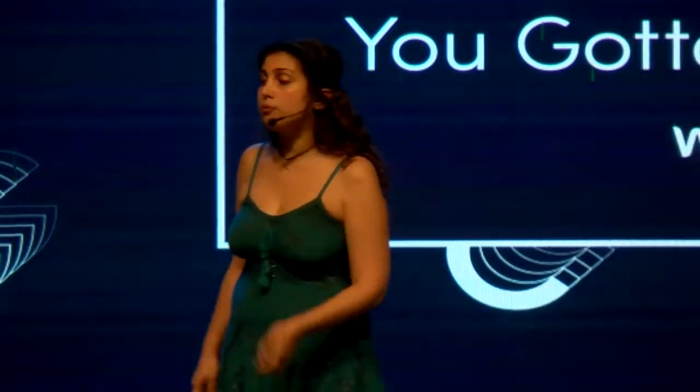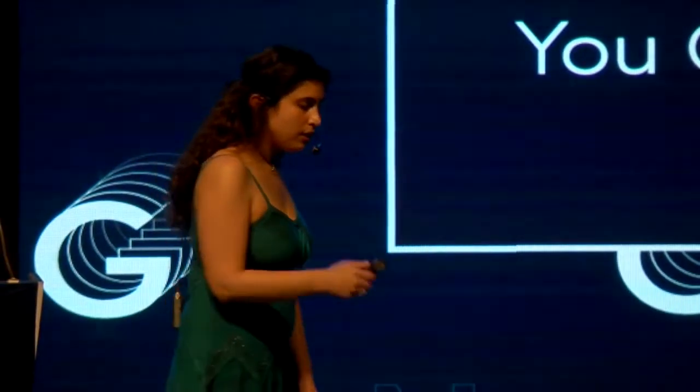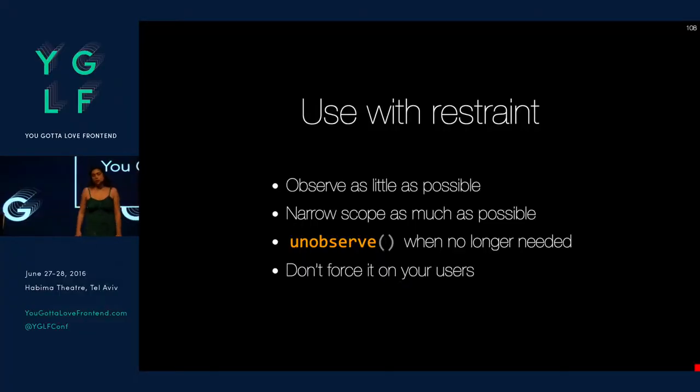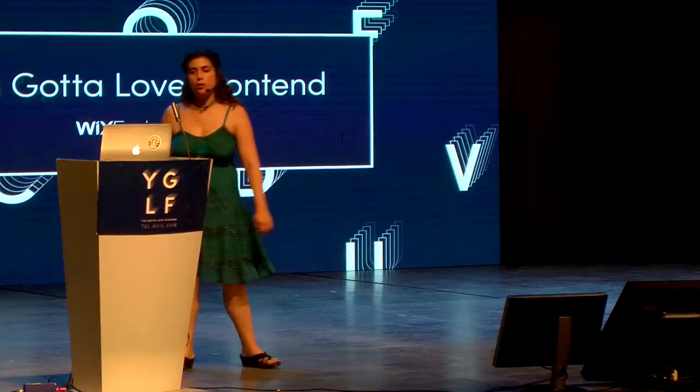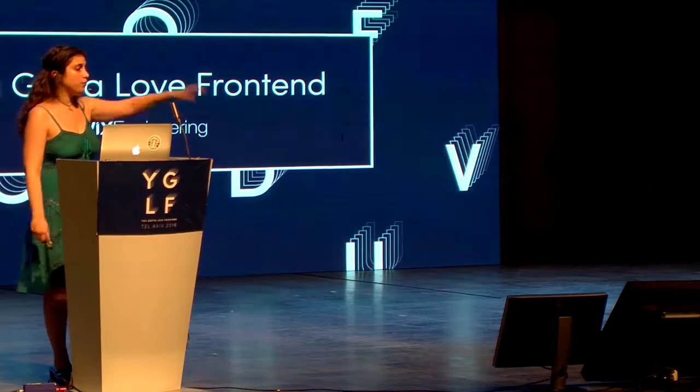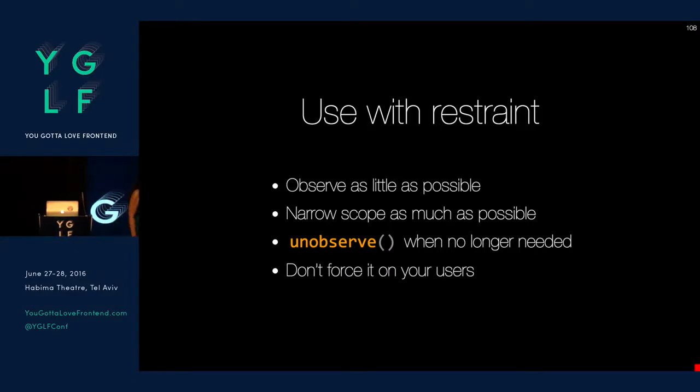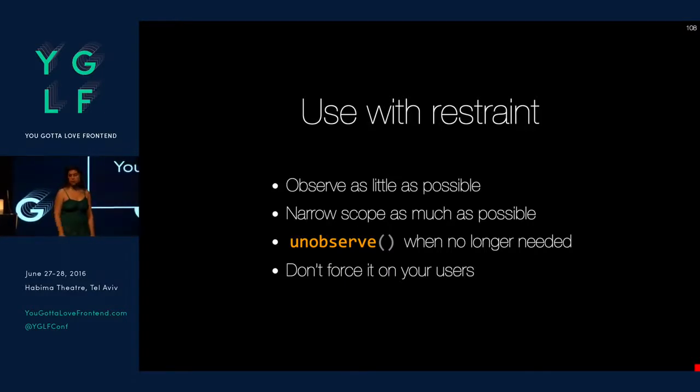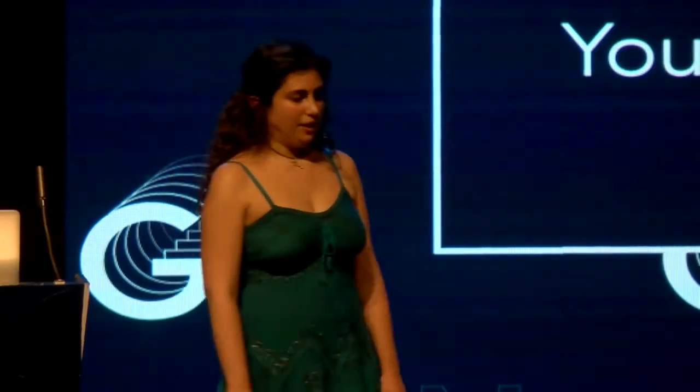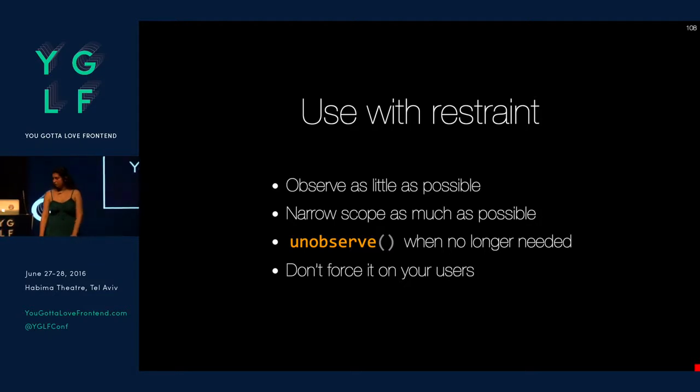But of course, they don't come for free. They're cheap, but they're not free. So if you can, you should try to use them with restraint. Observe as little as possible. Do not add, for example, that you want to observe attributes as well if you don't actually need it. Narrow scope as much as possible. Do not just observe anything on the document body if you can narrow your scope down to, say, just the grid element. Unobserve when you don't need them anymore. There's an unobserve method. Actually, it's a disconnect method. Where it says unobserve there, mentally put disconnect. I had a brain fart when I was making this slide.